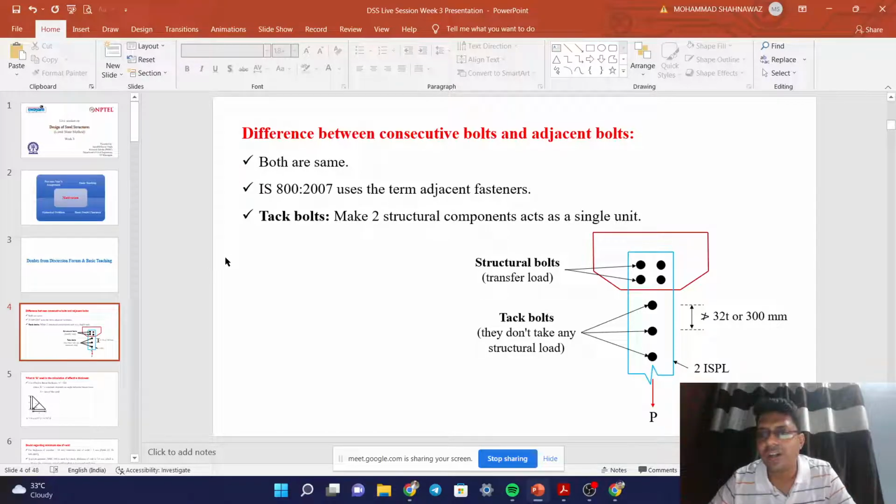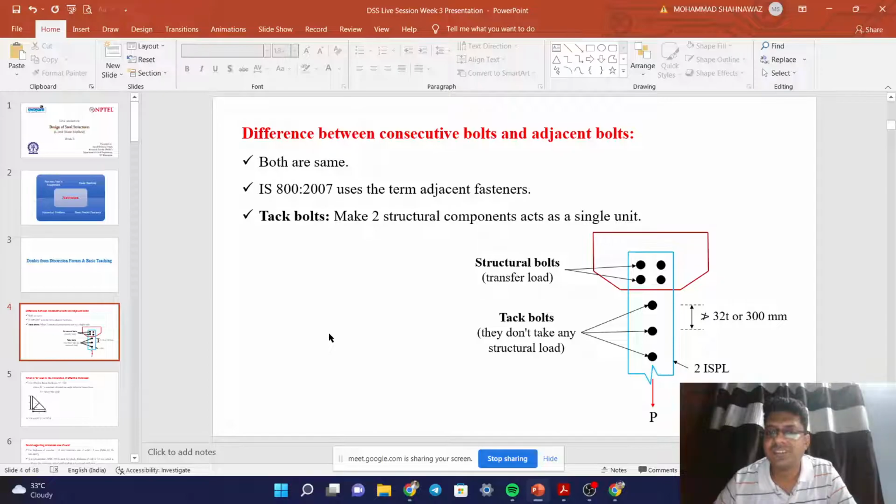I thought this doubt might have arisen because there were two provisions: one was should not be greater than 16t, and another was should not be greater than 32t. Sir was using one for tension and compression members, and this 32t is for something else. So I want to clear here, there are two types of bolts based on the load transfer mechanism.